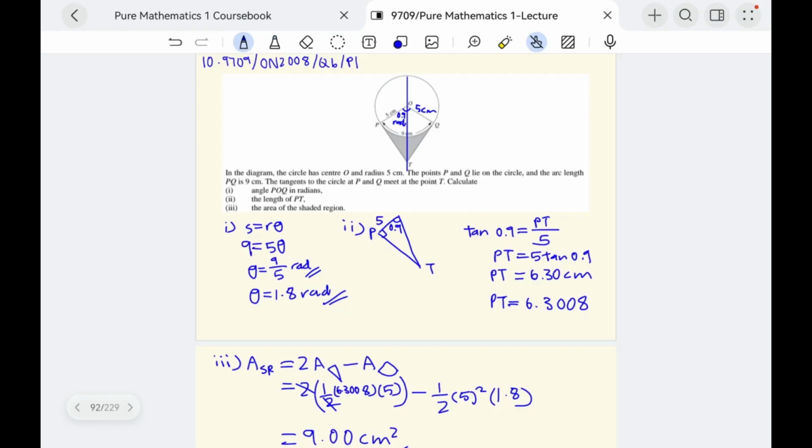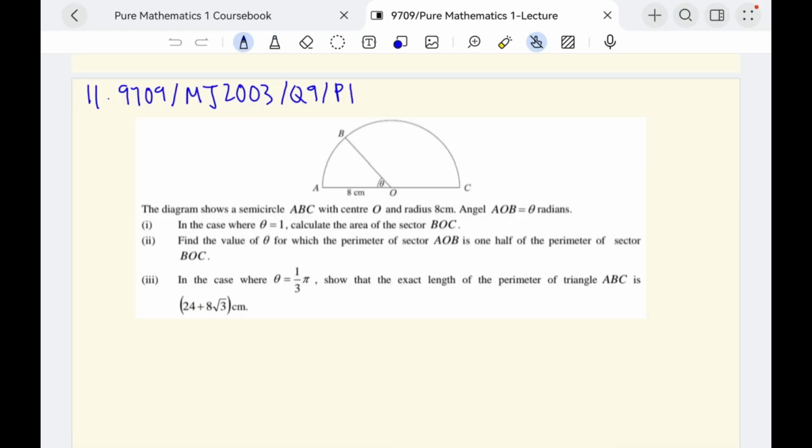So let's move on to the next question, which is question 11. It is 9709 May June series 2003, question 9 from paper 1. Following the diagram, it shows a semicircle ABC, where ABC is an arc of the semicircle, and there's a center O and the radius 8, which means OC is 8 cm as well. Angle AOD is theta radians.